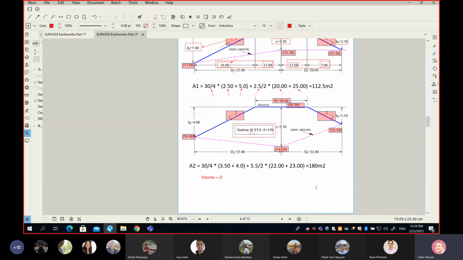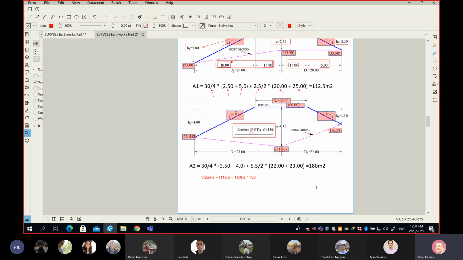I'm going to say 112.5 and then plus 180 and then I will get the average. And then finally, after I get the average area, I multiply times 150 meter. Do you agree or disagree? Yeah, that's exactly what I was thinking.